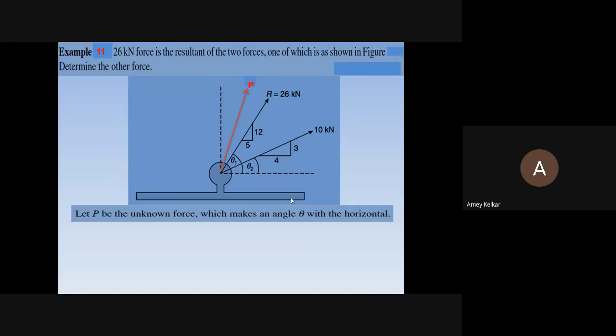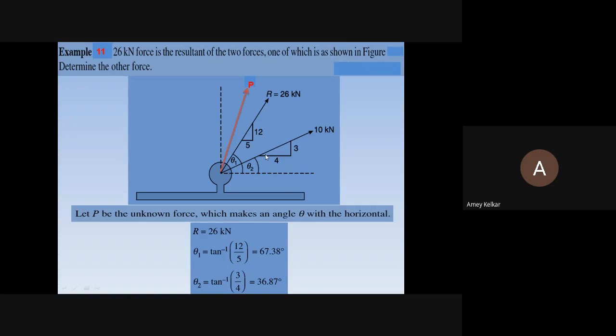So let P be the unknown force. Now P is not given, so I'm assuming let P be the unknown force which makes an angle theta with the horizontal. This is P. I'm assuming that this P force is here. It is not given. And now R is given as 26.